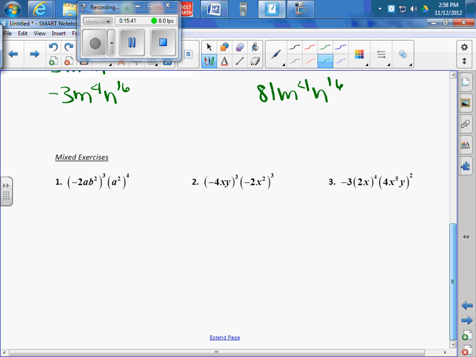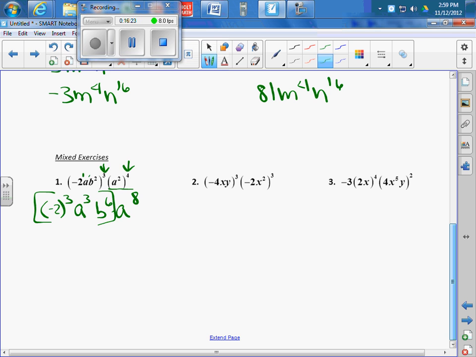Number 1 of the mixed exercises. Always take care of any exponent outside of the parentheses first. Take that exponent times all of the exponents inside. So I'm going to have negative 2. It's raised to the first power inside the parentheses, so 3 times 1 would be 3. A to the first power. 3 times 1 is 3. B to the second power. 3 times 2 is 6. Then we take care of the other exponent outside the parentheses, a to the 8th. So I'm multiplying this monomial, negative 2 raised to the third power, a to the third, b to the 6th.